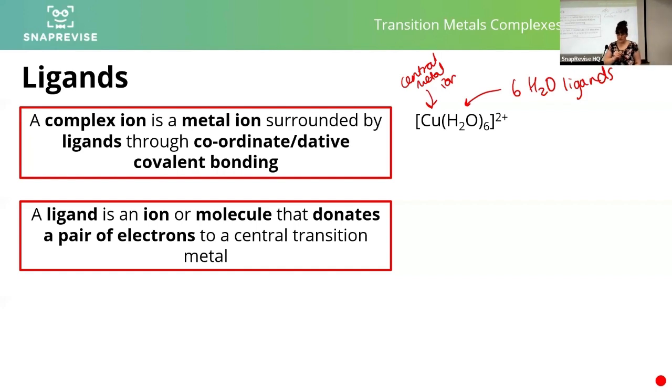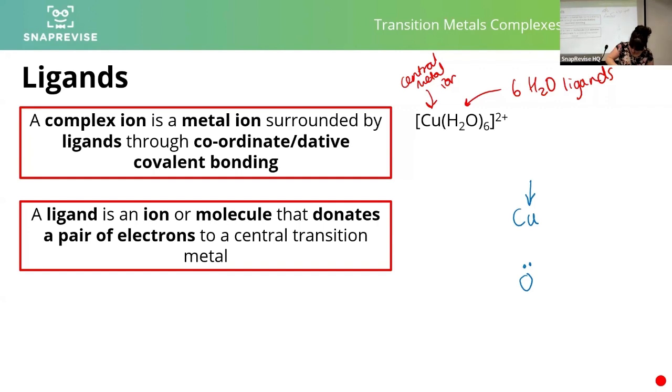If we have a look at what this is going to look like, we have got our central metal copper and 6 waters. Now, technically, it is the oxygen that donates the lone pair of electrons to the bond. So I'm going to draw the oxygen pointing towards the central metal ion. And I'm going to draw my bonds as arrows because that's how we like to denote coordinate bonding.